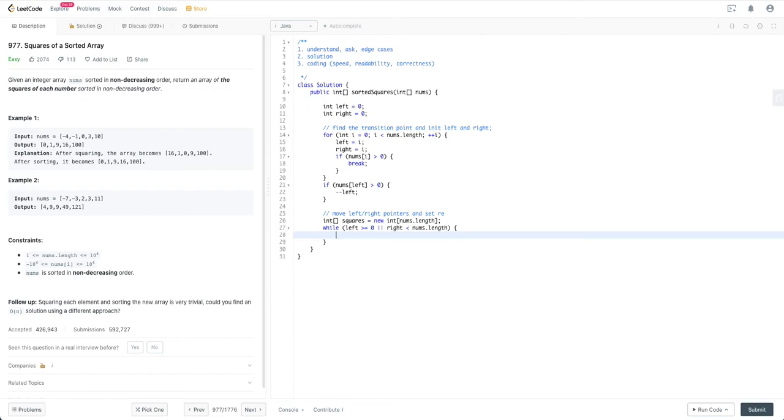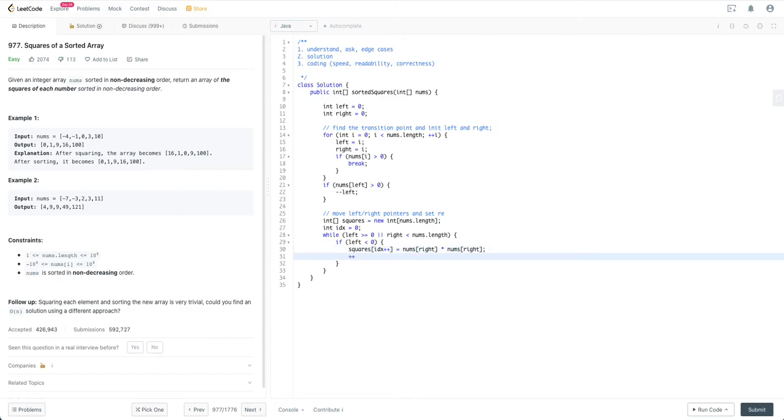So we are going to say, okay, if left is already smaller than 0, it means it is out of the range. If it is smaller than 0, then it is out of the range. What we are going to do is we are going to set, let's say, have the square index as 0. We are going to have the squares idx plus plus equal to nums right times nums right, and plus plus right.